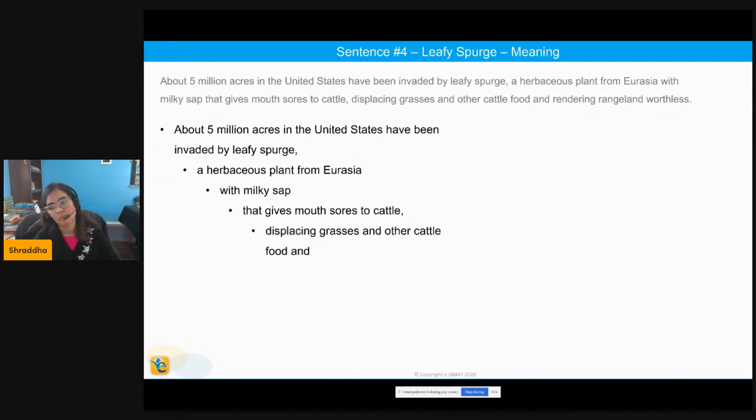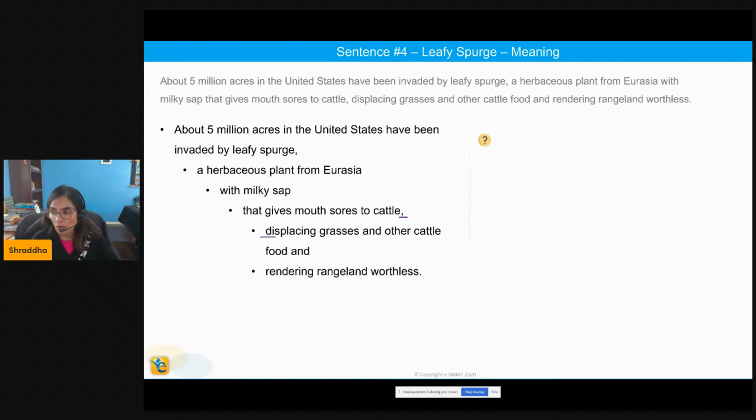From here on, the problem begins. So let's read what's going on in here. The sentence is saying displacing grasses and other cattle food, and the last part of the sentence is telling me rendering rangeland worthless. So how do I understand what this sentence is saying? I see, comma plus verb-ing modifier.